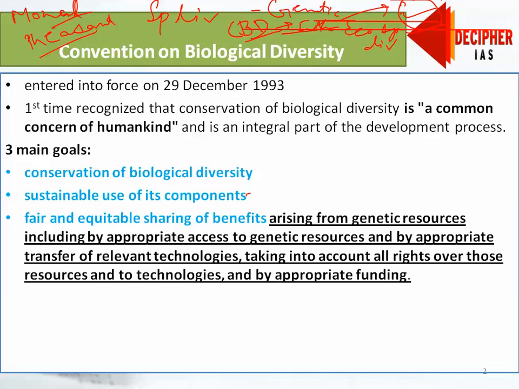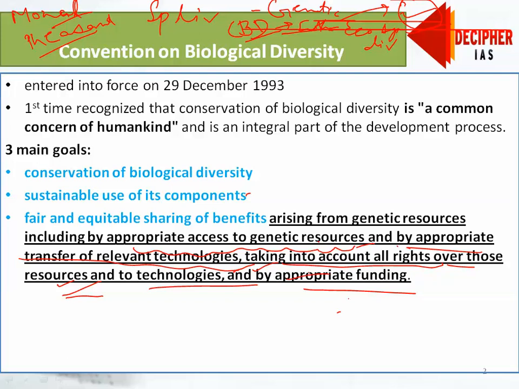The third one is fair and equitable sharing of benefits. Sometimes what happens is firms and scientists come and take the traditional and indigenous knowledge about a resource and exploit it for monetary benefits without giving the benefits to the people who actually knew it. So this called for the third point in the CBD, that is, fair and equitable sharing of benefits arising from the genetic resources. This includes appropriate access to genetic resources, that is, they should not steal, they should take permission, and appropriate transfer of relevant technologies, taking into account all rights over those resources of the local people and to technologies, and by appropriate funding.